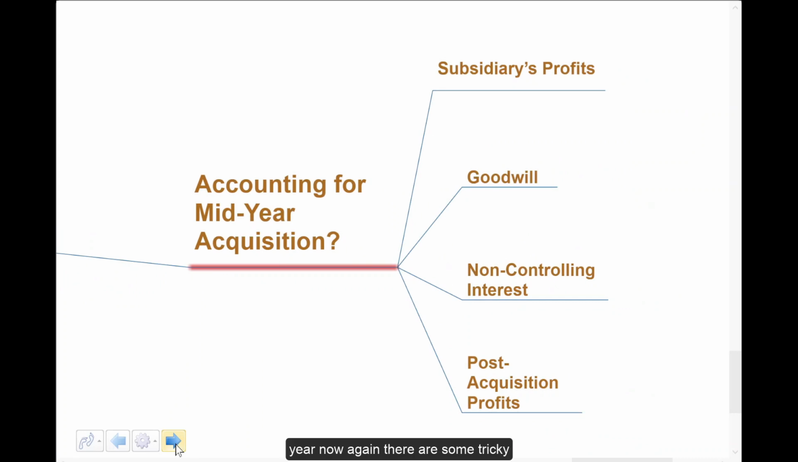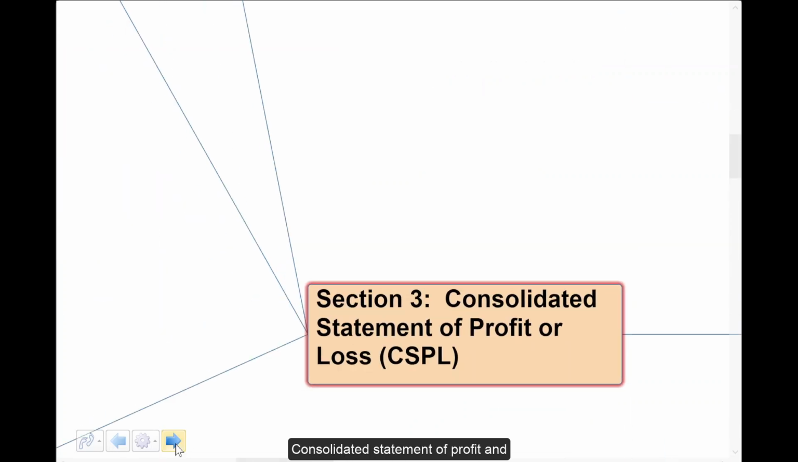Now, again, there are some tricky little adjustments here. But in essence, what we're talking about across these four areas is just accounting for the difference in time between the beginning of the year and the acquisition date. So, for example, let's just say the acquisition occurred on the 1st of July. Then, in effect, we've got 6 months pre-acquisition and 6 months post-acquisition, and we have to adjust our numbers as calculated above for that pro rata element. Again, it's the sort of calculation that won't work well within a mind map, and we'll work them within the questions. Okay. Moving on from there to the consolidated statement of profit and loss.